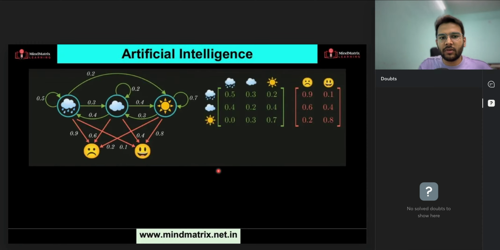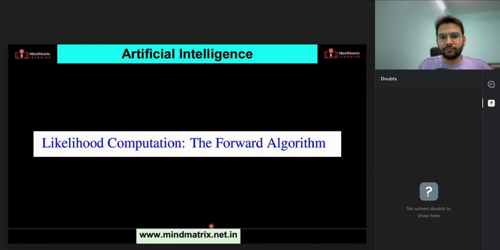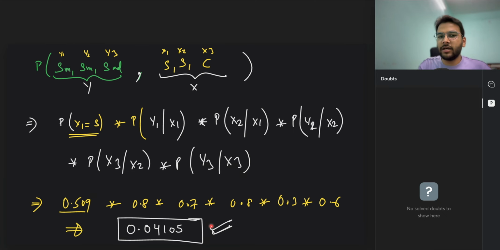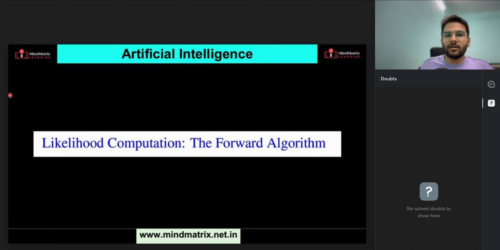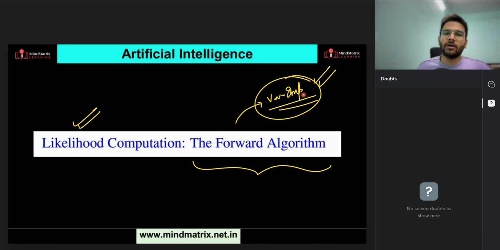So let's start that. Let's talk about it. Is this clear? Viterbi is clear? The decoding one, I hope, is crystal clear. Now we are going to talk about this likelihood computation, and that is nothing but the forward algorithm. This is very, very important. If they are going to frame a question from HMM, 99% of the time it is going to be based on the forward algorithm. 99% of the time.